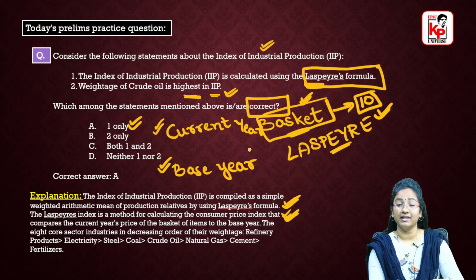So this is our Laspeyres price formula. This is used for the calculation of IIP. So do remember this formula.